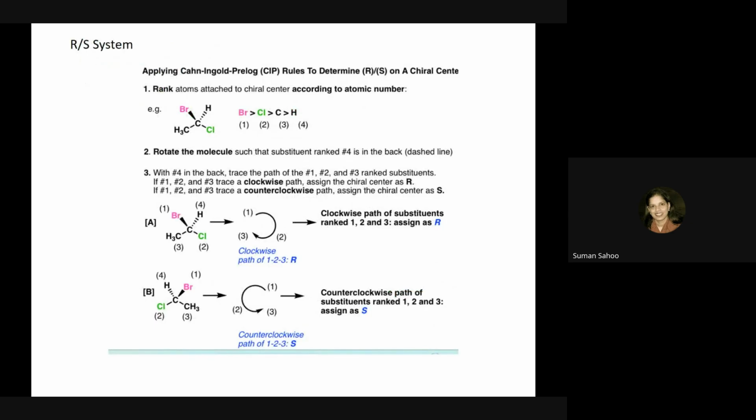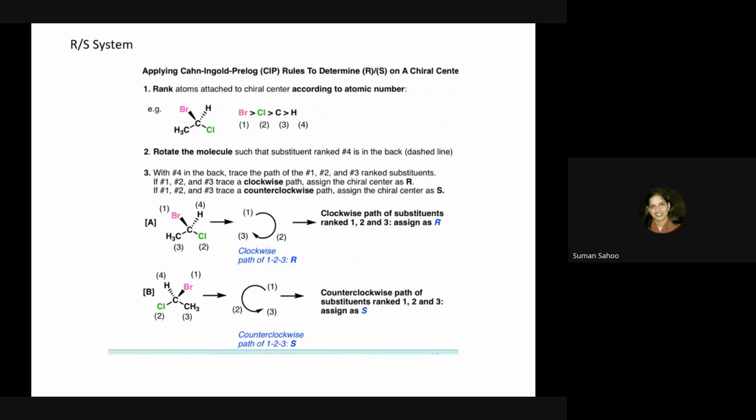Similarly, we have the R, S system of nomenclature, which is the absolute configuration, where you do not have to relate it to another molecule like glyceraldehyde. Here you can rank it and give the configuration notation to the chiral center itself. The groups attached to your chiral center are ranked according to their atomic number, given priorities, and you have to view the molecule in such a way that the fourth priority group or atom is away from you, that is, on the dashed line.